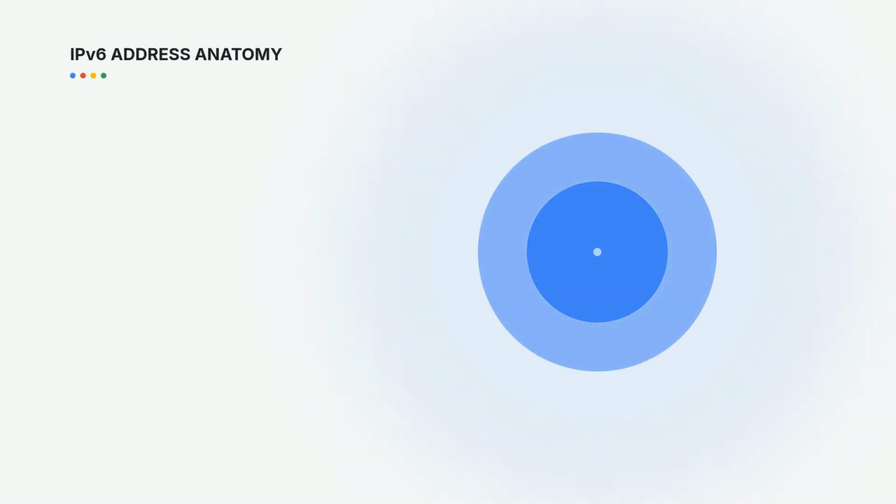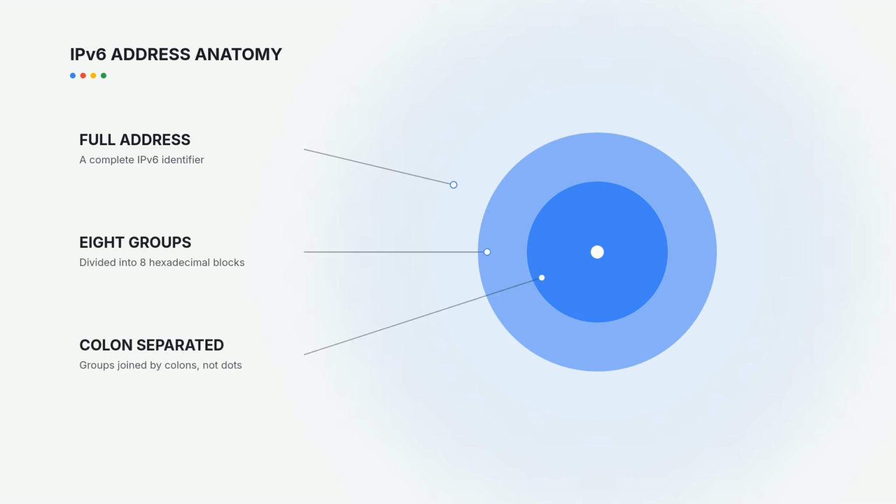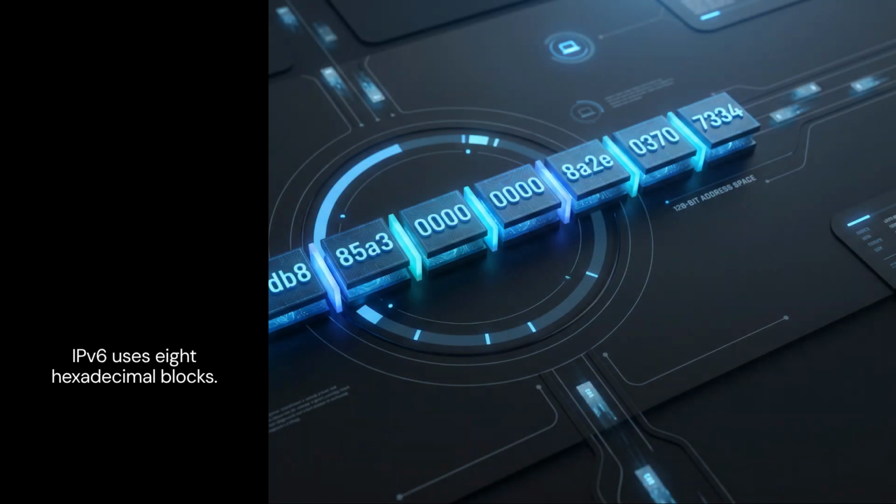A full IPv6 address has 8 groups, and each group is separated by a colon rather than a dot. So when you see something like 2001:0db8:0000 and so on, you're looking at 8 blocks lined up in order. That format may look busy, but it follows a very regular pattern. And that pattern is what makes IPv6 learnable.